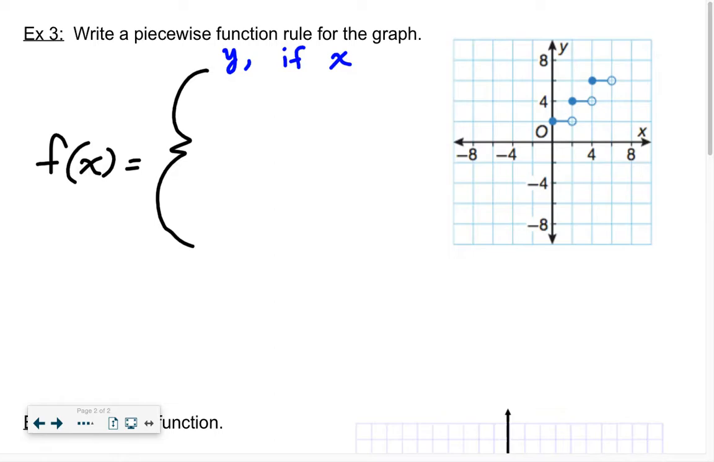And you can start with whichever one you want to. The first thing I notice is this line right here if I'm working from left to right. And what is that y value? 2, correct? First thing I'm going to put is 2. And now I need to tell that function, okay, that's for what type of x's? Well, it starts here when x is 0, and then it goes to 2. And now I need to be strictly less than 2, but I can be equal to 0 as well.